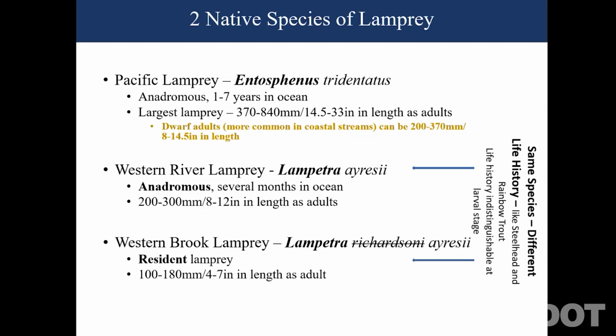Our Western river and Western brook lamprey are in the Lampetra genus for now. The genus will be changing, but for now it is Lampetra. They are, again, the same species, but have different life history strategies. Our Western river lamprey are also anadromous. They're going to get larger than our Western brook lamprey, so the size of the adults can also be used to distinguish the life histories. But at the larval stage, we cannot tell these 2 life histories apart. They are going to look exactly the same. So we oftentimes will break out our larvae into the Entosphenus group and the Lampetra group, or Pacific lamprey and Lampetra.